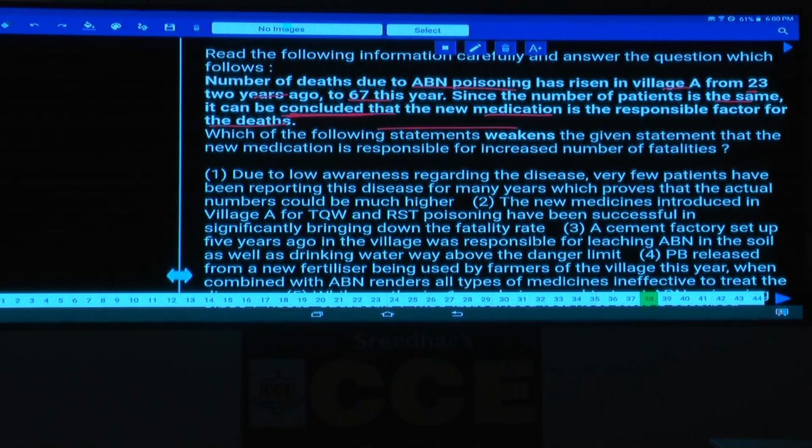Then what is the question here? Now the question is: which of the following statements weakens the given statement? Weakens the given statement means, what is the statement here? The final conclusion is that because of the new medication only, these people are dying. Now, in order to weaken this one, we should prove that it is not just because of the new medication.